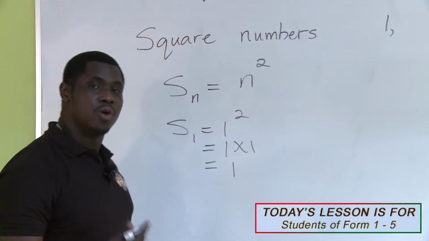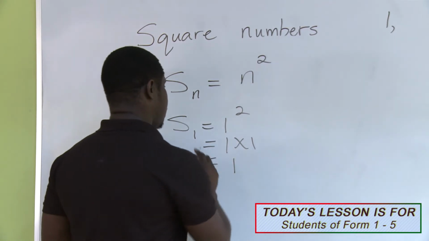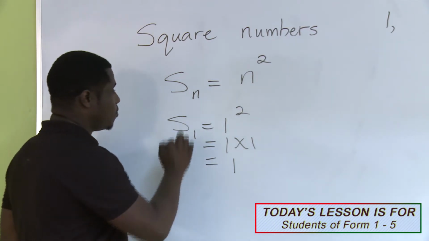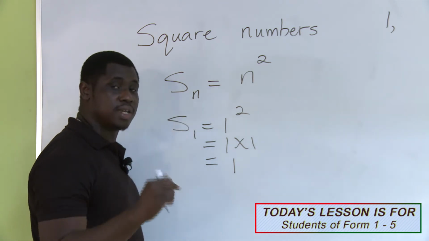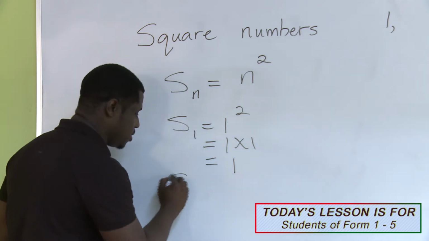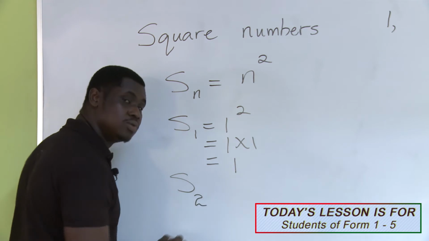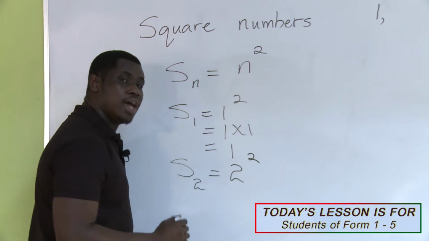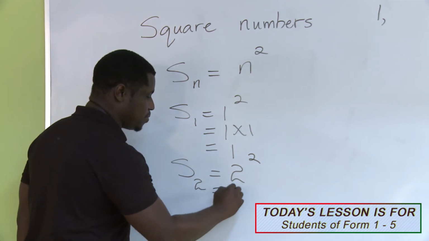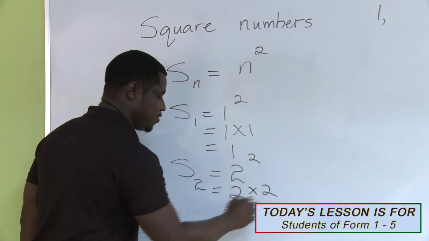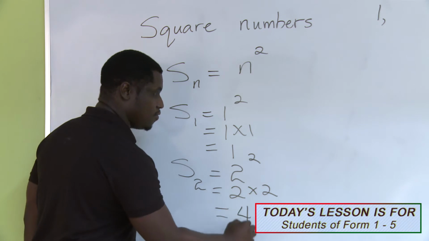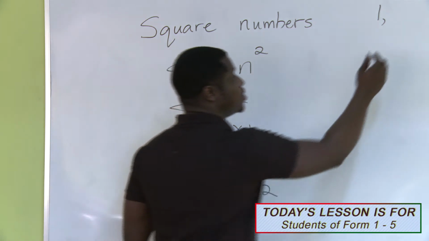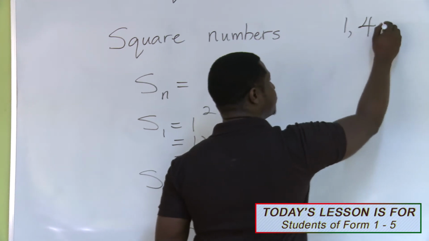If I want to determine what is the second squared number, I would substitute 2 where I see n, because I'm trying to find the second squared number. So S subscript 2 is equal to 2 squared. And 2 squared means I'm multiplying 2 by itself, which gives me 4. So the second squared number is 4.